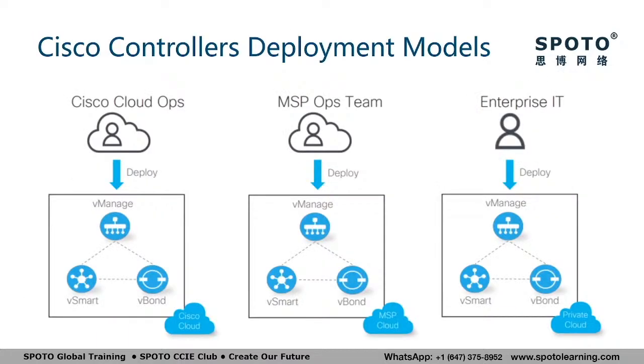We have discussed three components: vManage, vSmart, and vBond. These three components are the controllers of the SD-WAN solution. All three can be deployed in Cisco CloudOps and managed by Cisco CloudOps. You can consume these as a service, or they can be deployed and maintained by an MSP, a managed service provider of Cisco, and you consume them as a service as well in the MSP cloud or in the Cisco cloud.